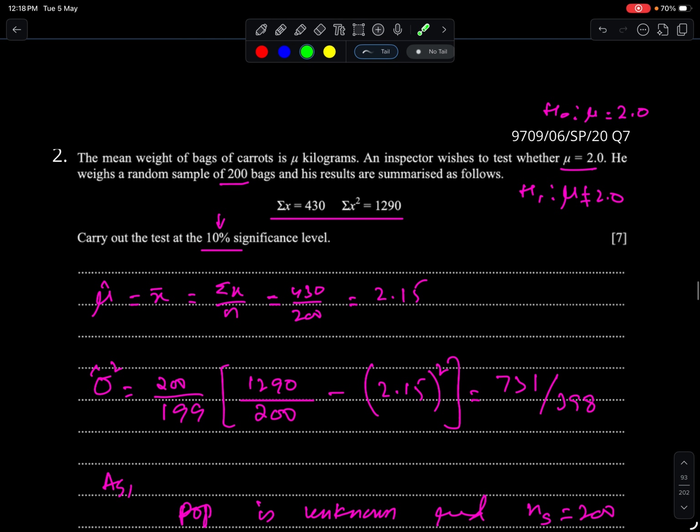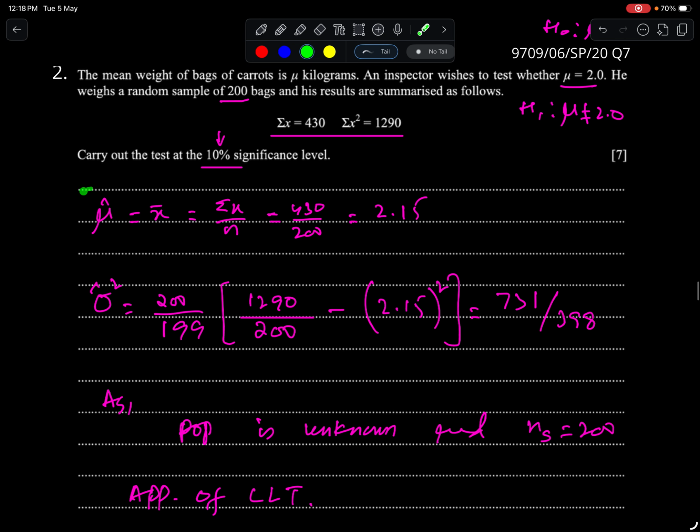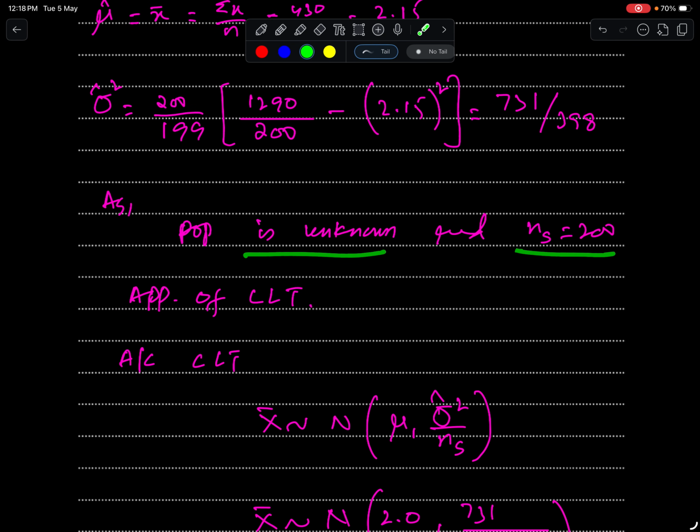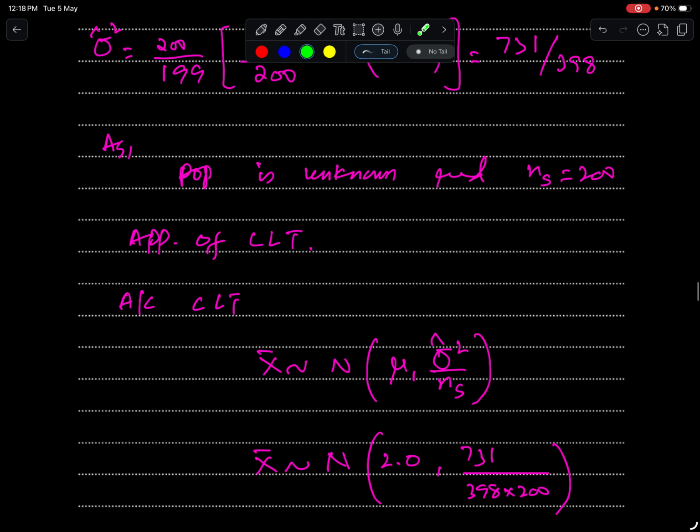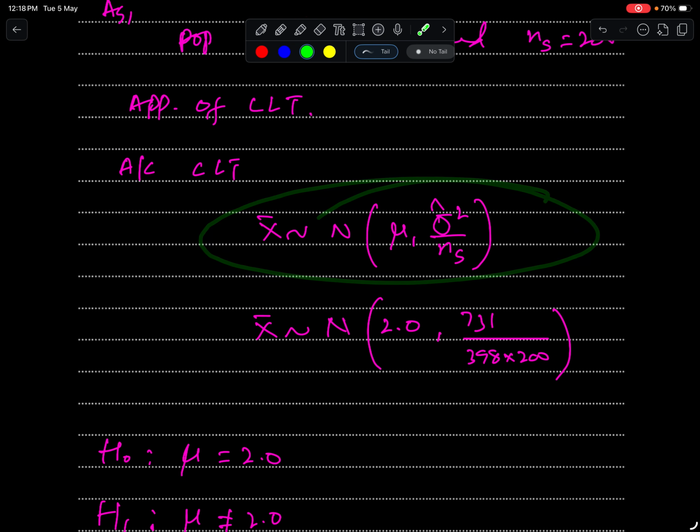Next question. This is a two-tail question. The mean weight of bags of carrots is mu kilograms, and an inspector wishes to test whether this is equal to 2.0 or not. So it's a two-tail test, using unbiased estimates. First get the unbiased estimate of the population mean, mu cap, then sigma cap squared. Since the population is unknown and the sample is large, apply CLT. This is CLT, so this is mu naught, sigma cap squared over n.